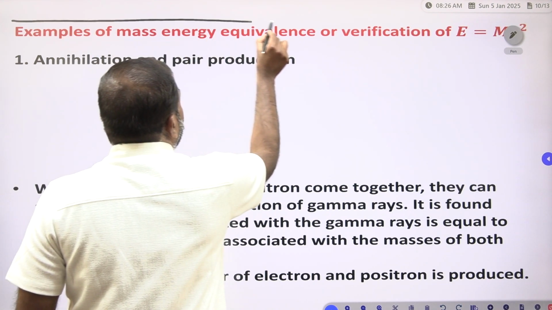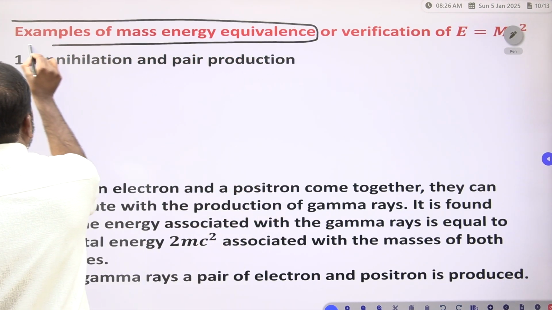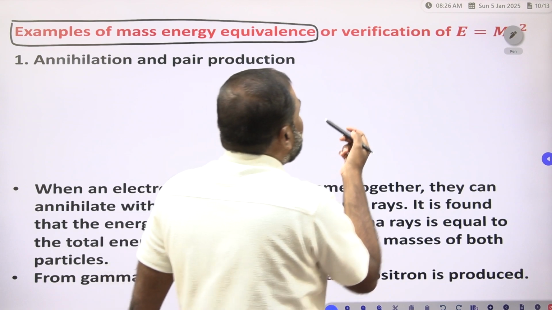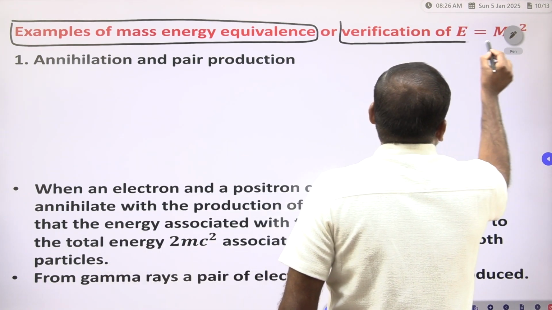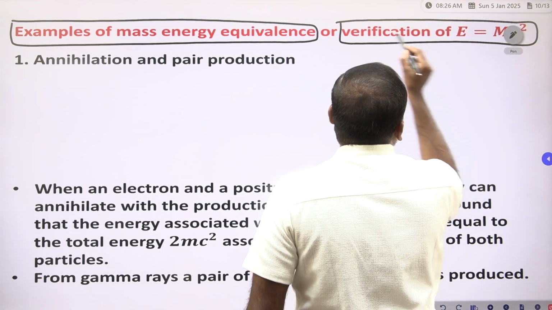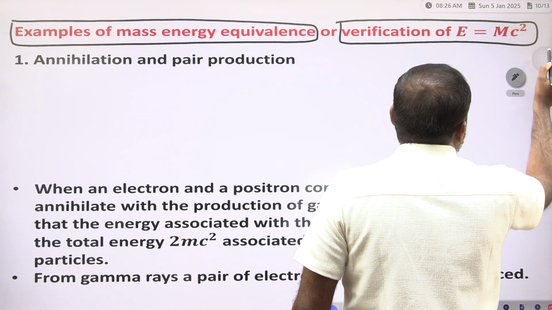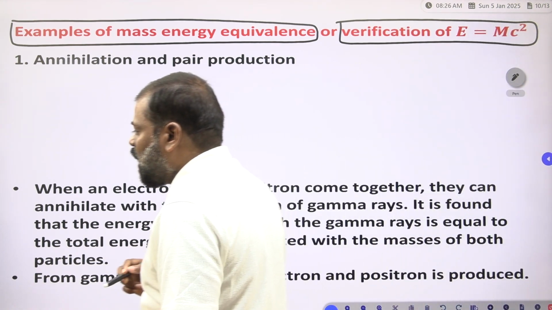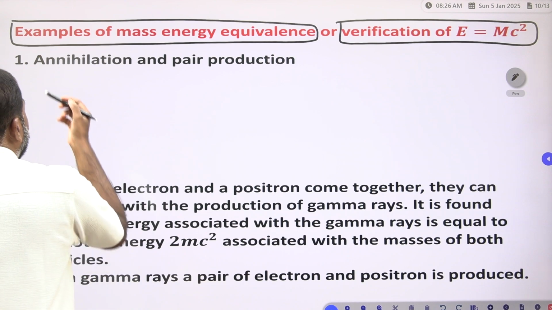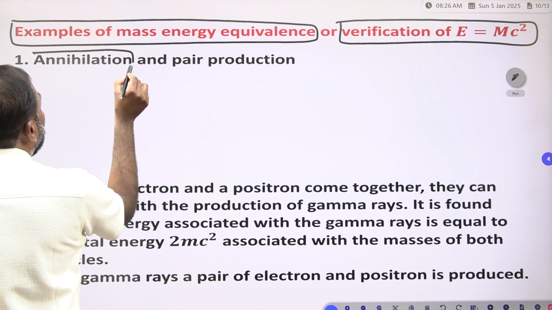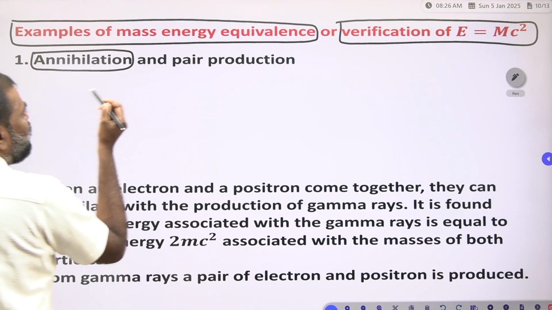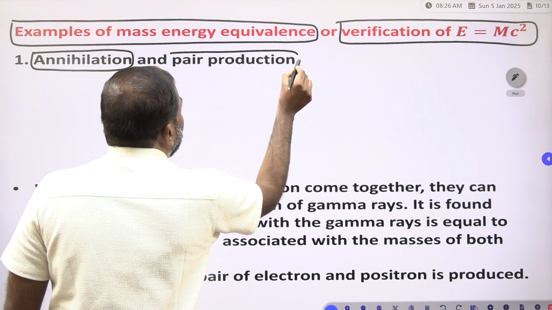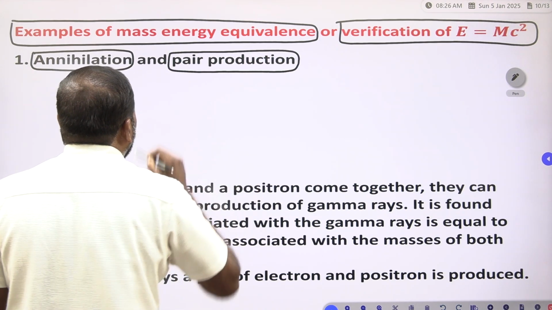Examples of the mass-energy equivalence principle are experimental verifications of E equals mc square. The first one is the annihilation phenomenon. So what is the annihilation phenomenon? What is the pair production phenomenon? Let's see.